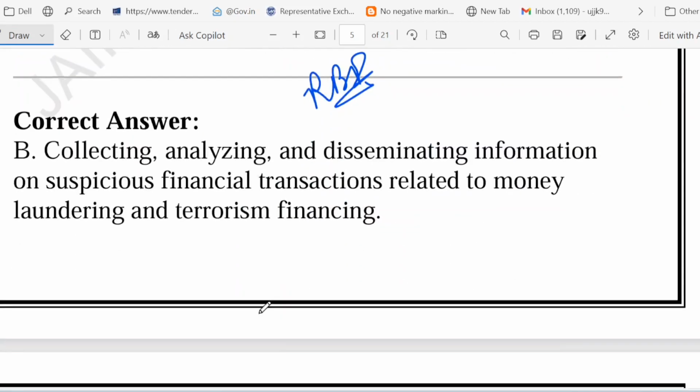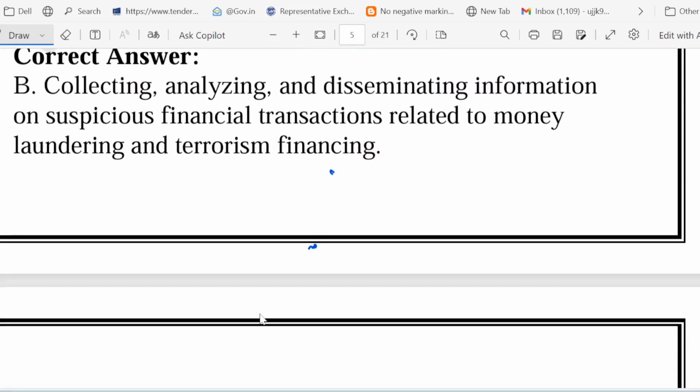So what we learned from this discussion is that whenever you see the word FIU-IND, just remember, this is called Financial Intelligence Unit India. It was formed in the year 2004. It works under the Department of Revenue.